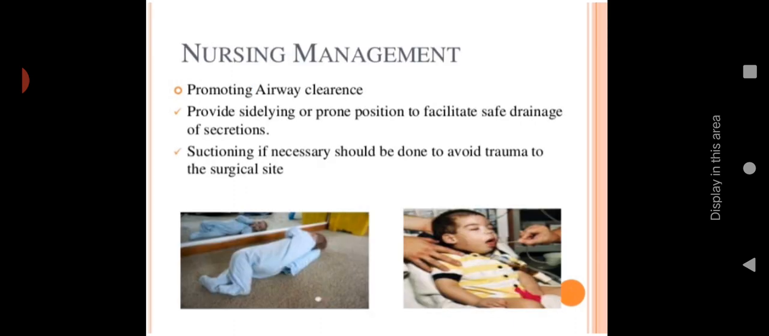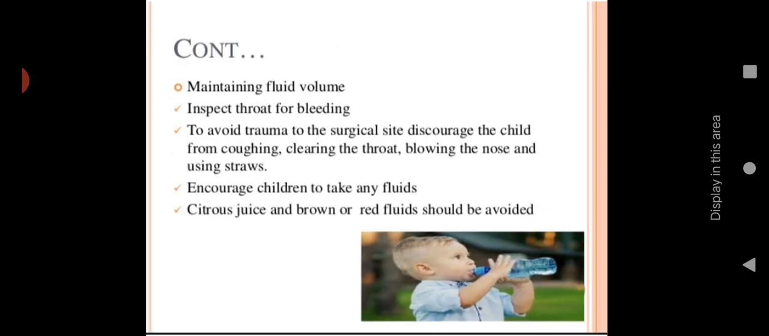Then the nursing management: we have to promote airway clearance, and provide a side-lying or prone position to facilitate safe drainage of secretions. Suctioning, if necessary, should be done to avoid trauma to the surgical site. If more secretion is coming after the surgery, we have to go for suctioning. It will help to prevent trauma to the surgical site. Then maintain proper fluid volume, which is necessary after tonsillectomy. Then inspect the throat for bleeding. If there is any bleeding, we have to identify it.